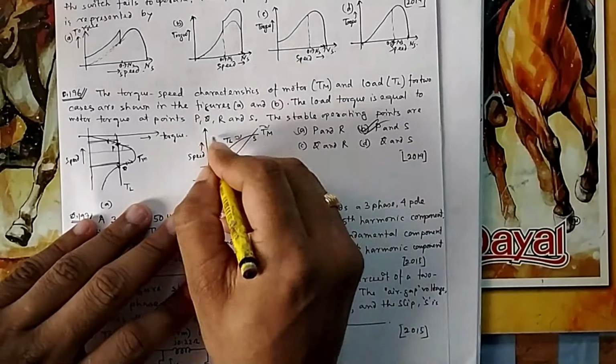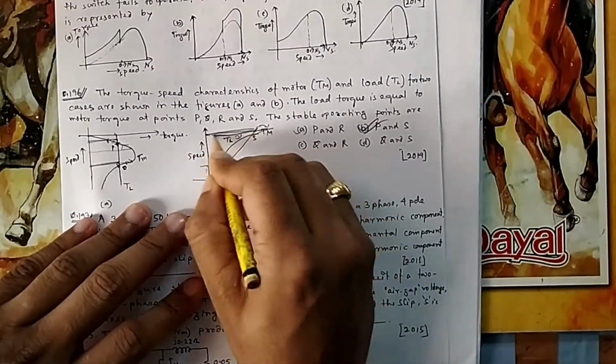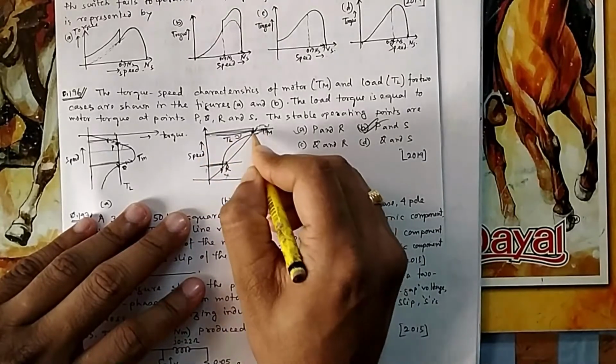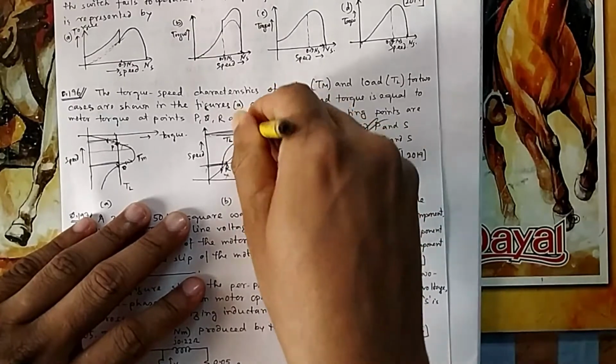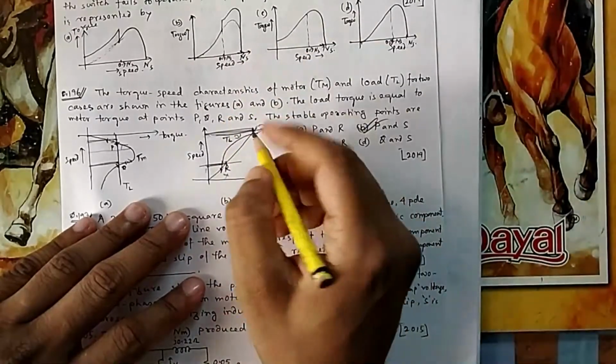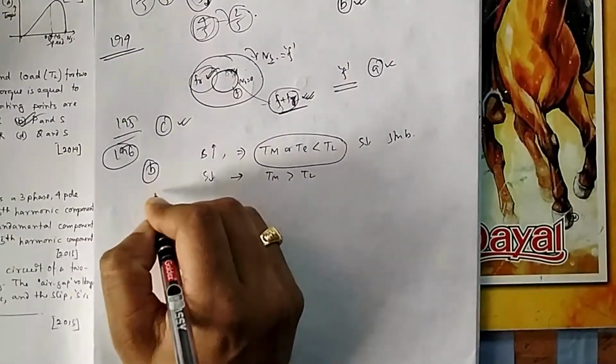You check S, increase your speed a little bit. Now you see this is your motor torque, this much, and your load torque is more. So motor torque is less, load torque is more. So obviously because the generated motor torque is less than load torque, speed will come back to its original position, so it will come back to S. So that's why option B is the correct option, 196.